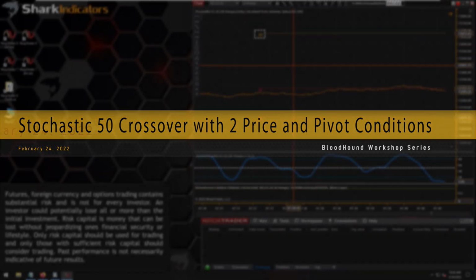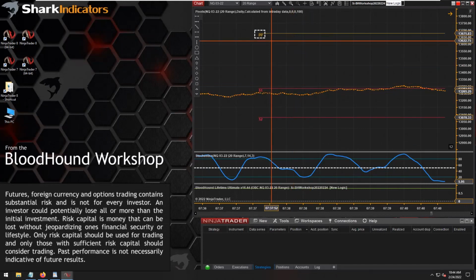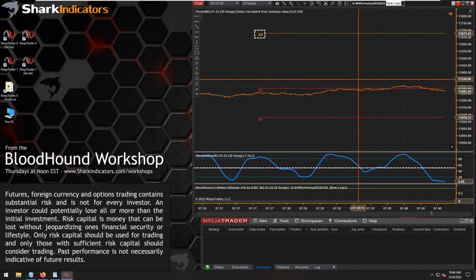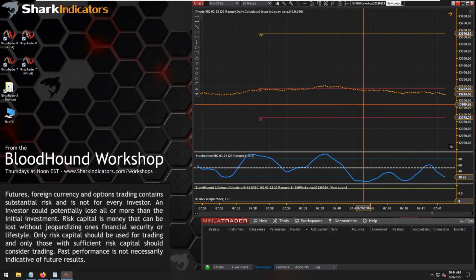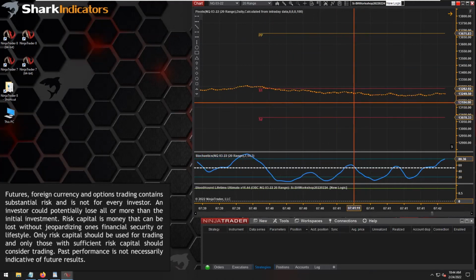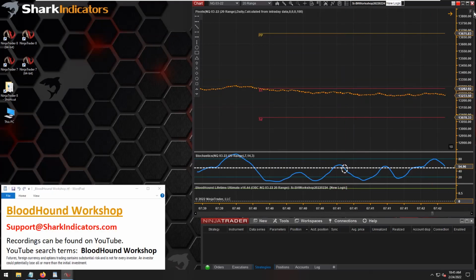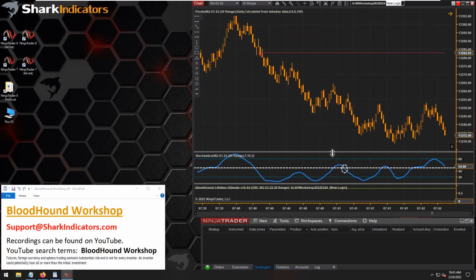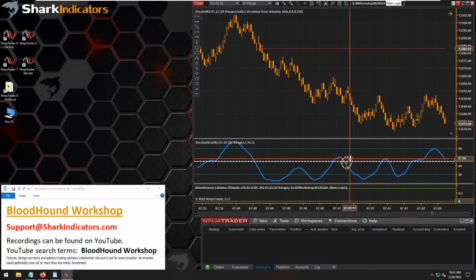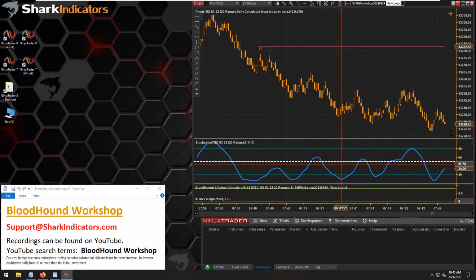So the conditions are that price has to be moving away from the PP line to trigger a signal. Let's see, for example, here would be an example. So we have the stochastics crossing below the 50 line, right? And it also looks like, maybe not. Let's see, no, sorry, those did not line up. So let's see if I can find another example there. No, that didn't line up either.